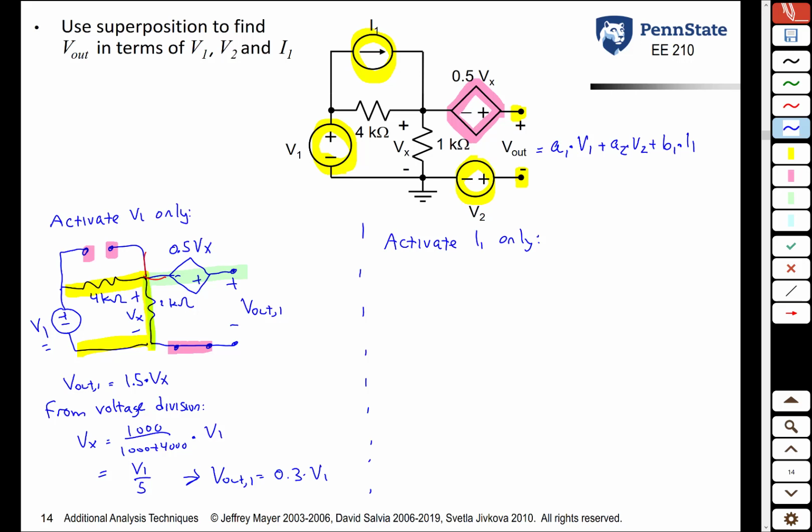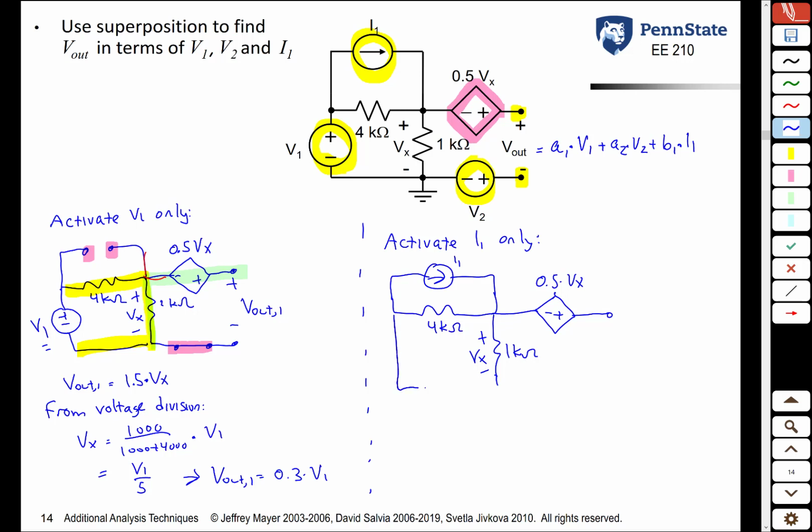So let's redraw the circuit here. Now the current source is present. We still have our 4 kilo ohm resistor and our 1 kilo ohm resistor. We still have our dependent source of value 0.5 times Vx, where Vx is the voltage across the 1 kilo ohm resistor. Now, the voltage source on the left is shorted. It's off, so it's a short circuit. Likewise, the voltage source on the bottom is turned off, so it's short-circuited as well.